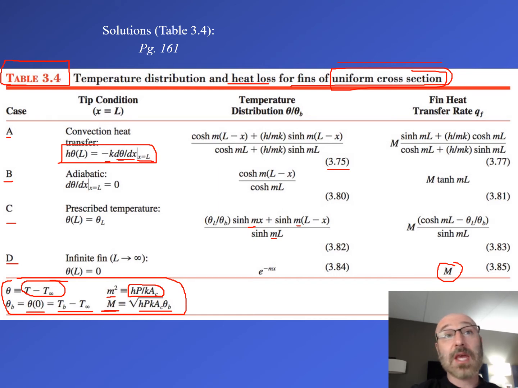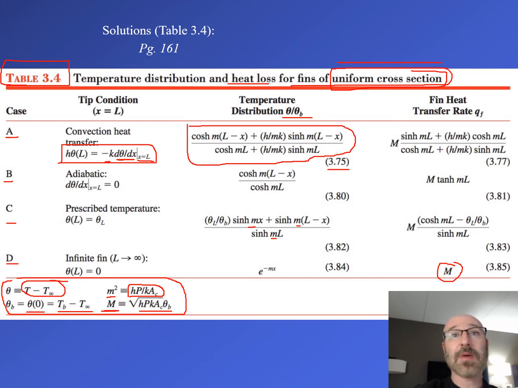Now for that case A right here, we're dealing with convection heat transfer. We can see our temperature distribution, or our theta over theta b, is given by this relationship shown here in equation 3.75. We have some sines and cosines. And again, pay attention, you get your m. We can come down here. What is our m right there? Well, it's the square root of this right here.